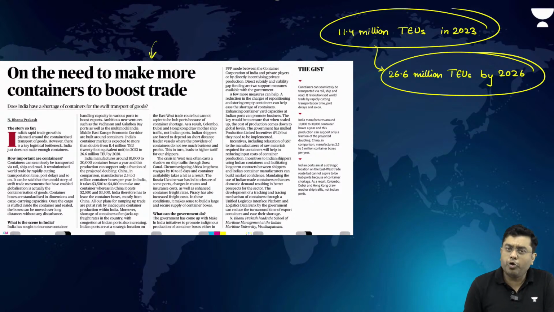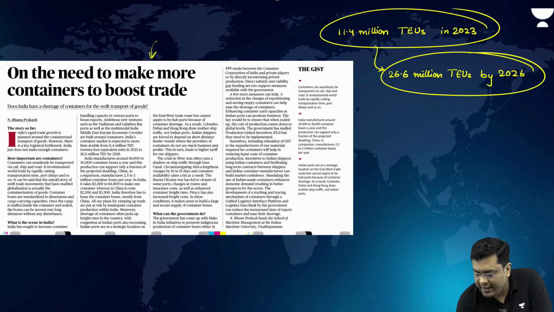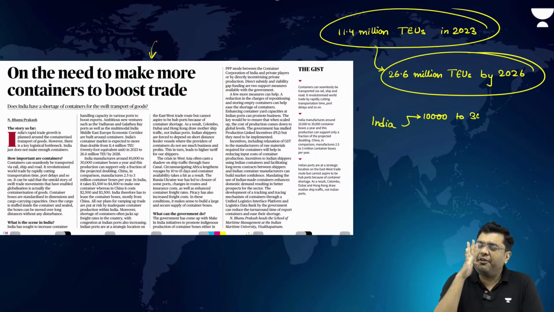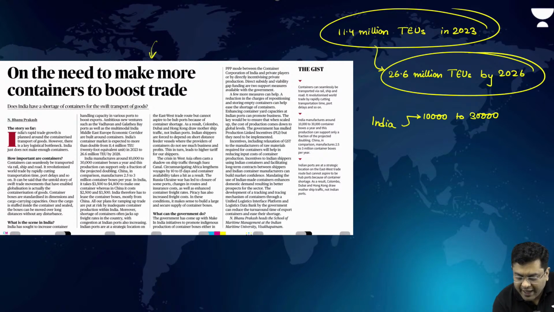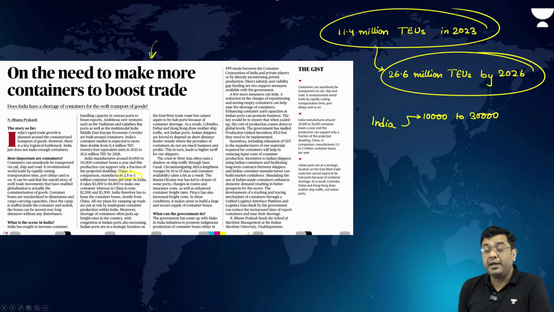Presently, our overall production of container, if you take a look at it, then India manufactures close to around 10,000 to 30,000 containers with an average price point of $3,500 to roughly around $4,000, right? Whereas our immediate neighbor, China is able to manufacture 2.5 to 3 million container boxes every year at almost half the price of India.